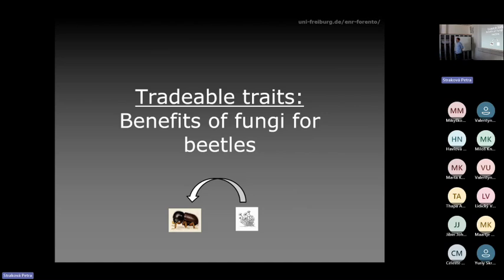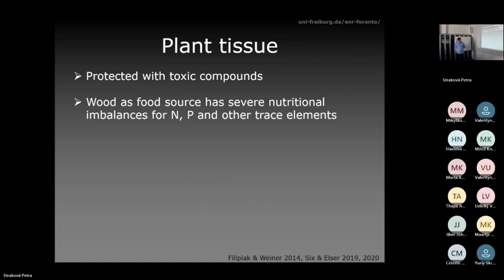So let's go back to the tradable traits that I said at the beginning. What benefits can fungi have for the beetles? For that, it's good to think about plant tissue and how valuable it is as a food source for insects. We often think plant tissues are really good for herbivorous insects, but actually plant tissues are really biased in their elemental composition. There's a lot of sugars, but very little nitrogen, very little phosphorus, very little other micronutrients. And typically, plant tissues are also full of toxic compounds.